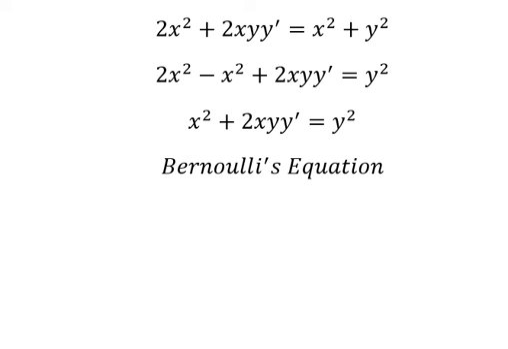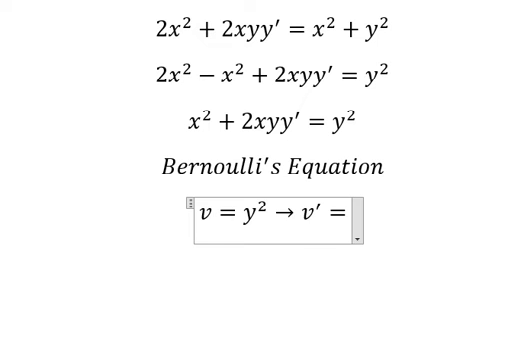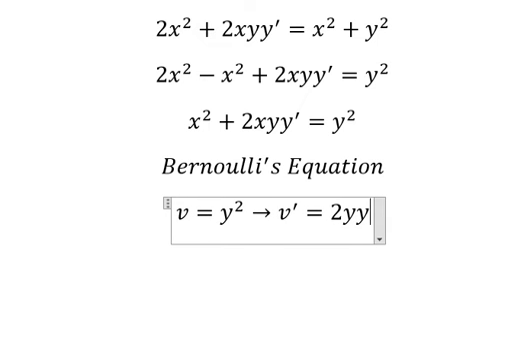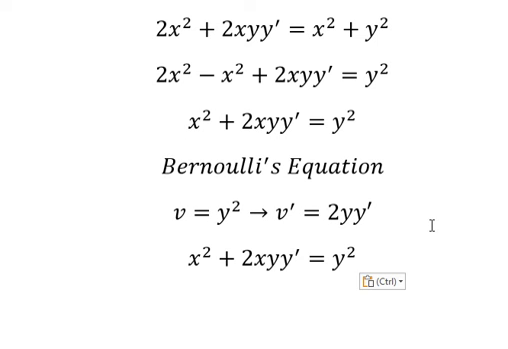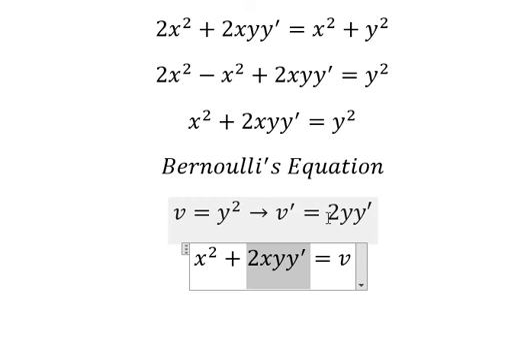So I will put v equals to y square. Later that, we need to do first derivative for the both sides, and we have first derivative of v equals to 2y and first derivative of y. So this one we change by v, this one we change by first derivative of v.